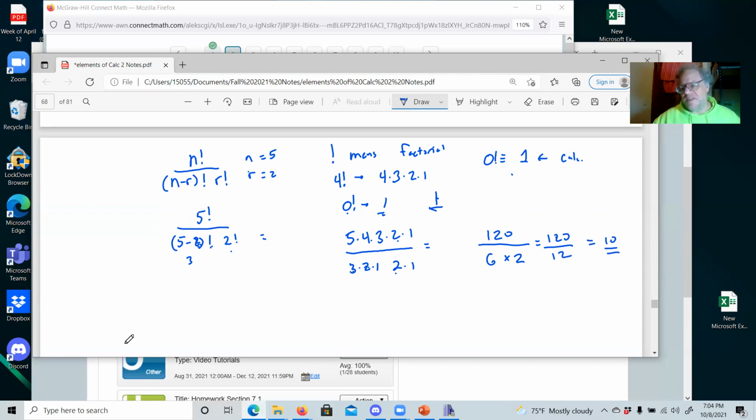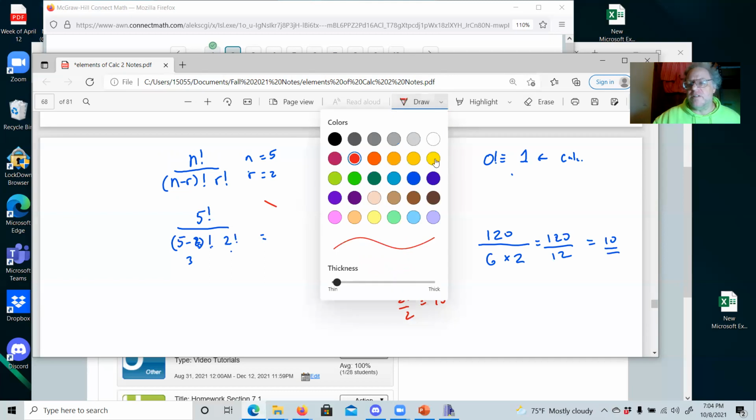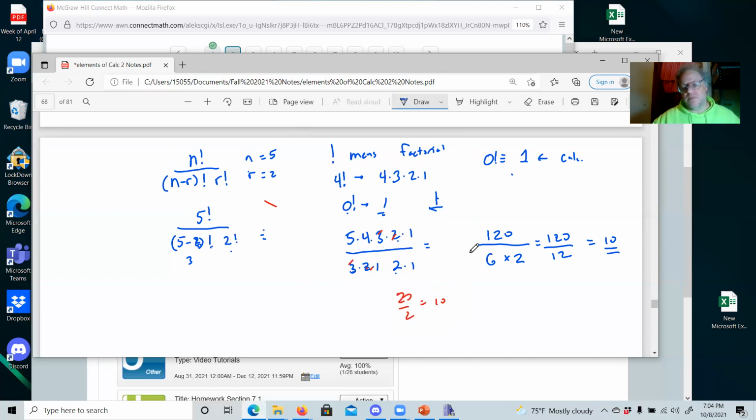What do you know? The astute student would probably look at this and say, wait, can't you cancel? Sure, you can cancel the 3's, 2's, 1's. So we have 20 over 2, which is 10. We get the same answer. You're allowed to do that. But maybe you didn't see it. It's okay. A lot of times people write this as 5 choose 2.